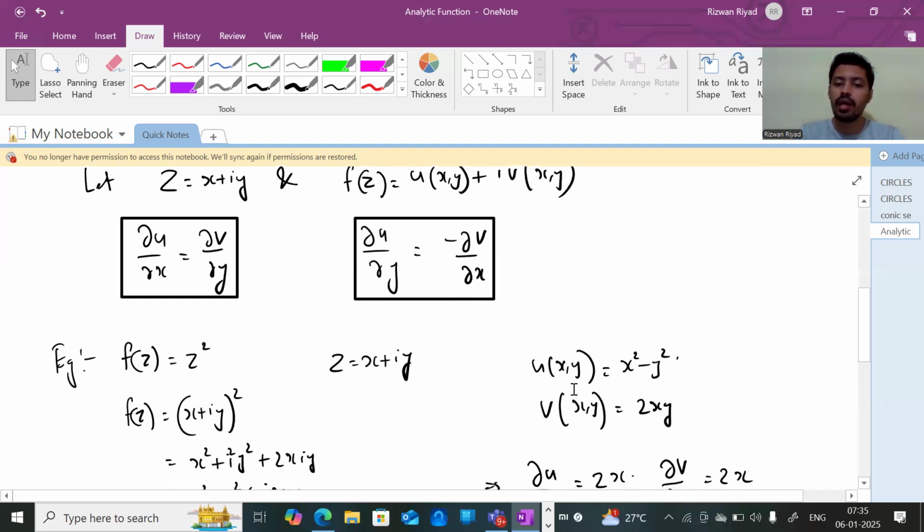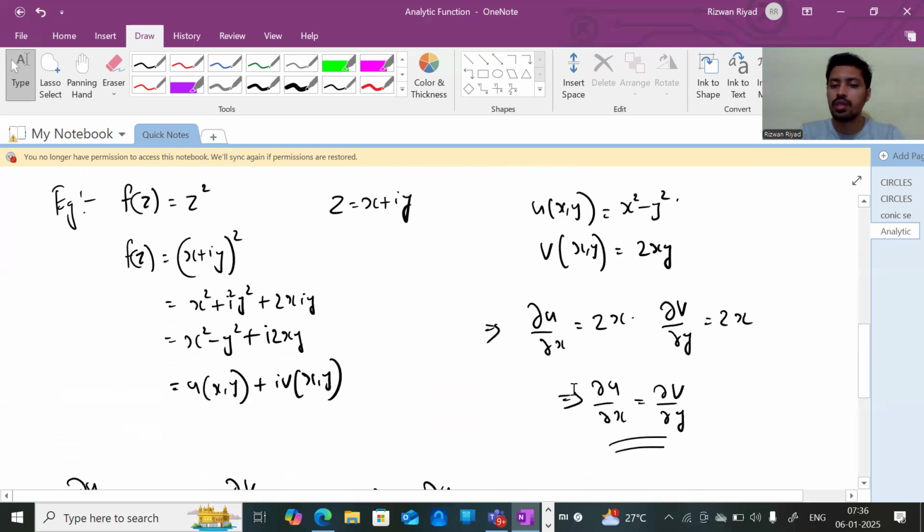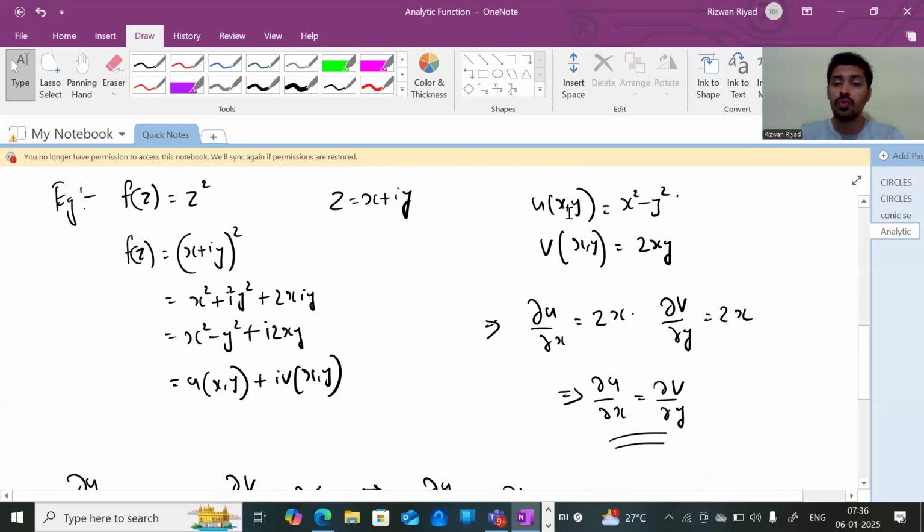u and v are available here. We can see that this is u, u(x,y) = x² − y², and this is v, v(x,y) = 2xy. Now find ∂u/∂x.